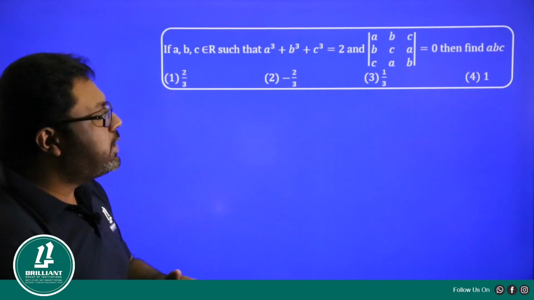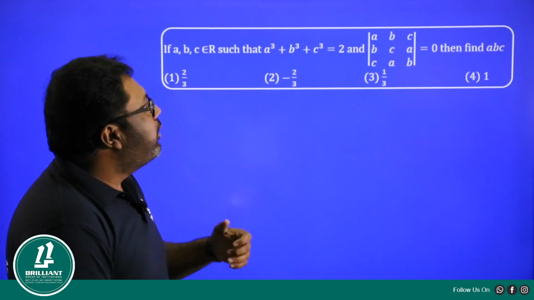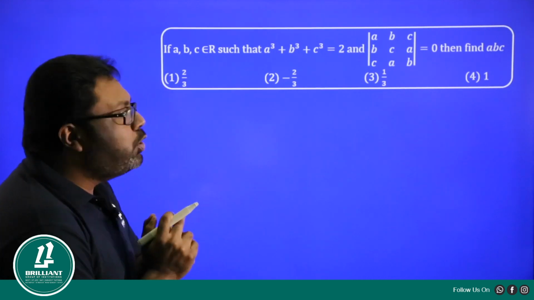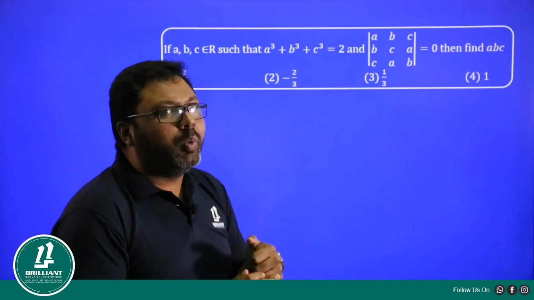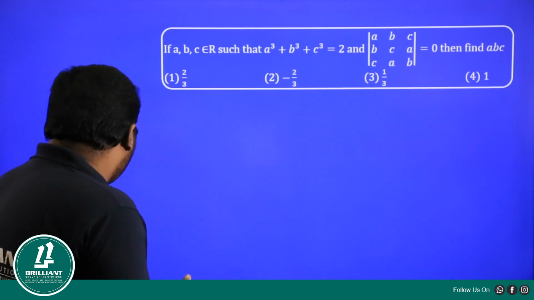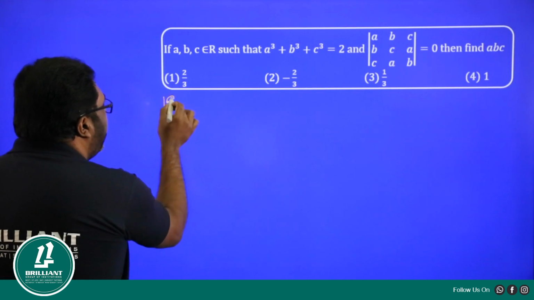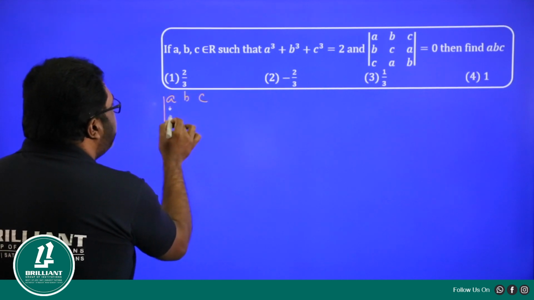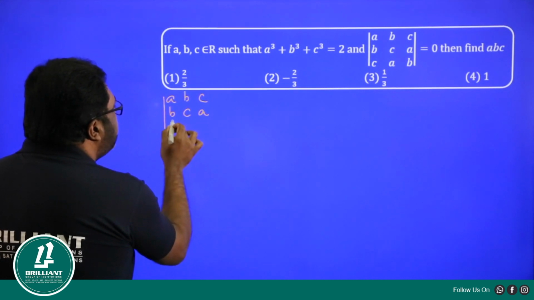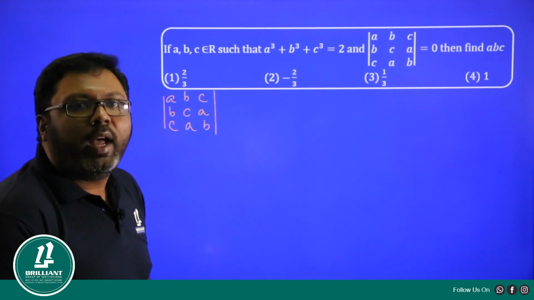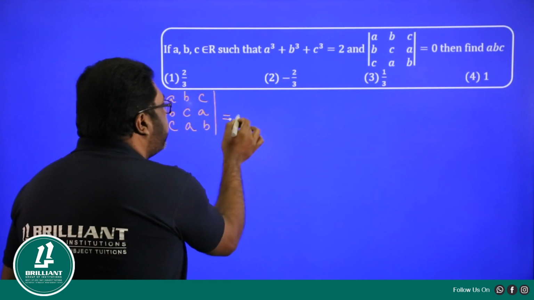Now the second question is a very interesting, very beautiful question where every student can easily score marks. I want you to look at the determinant that is given over here. So what is the determinant? That is the determinant of A, B, C, B, C, A, C, A, B. It's a very common determinant that you have in your textbook.